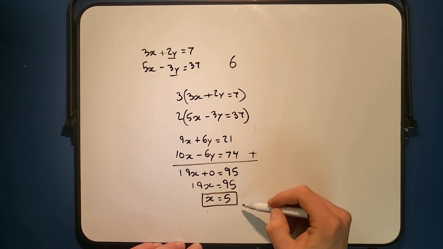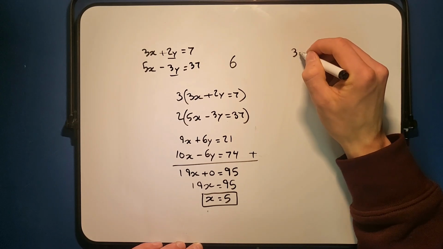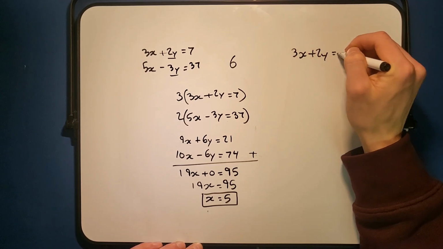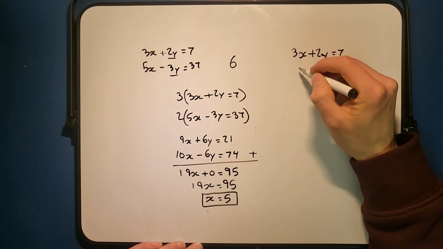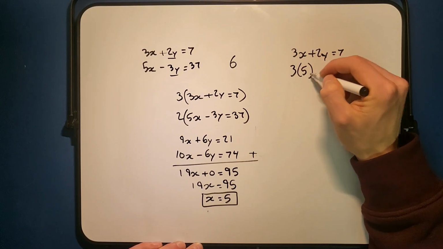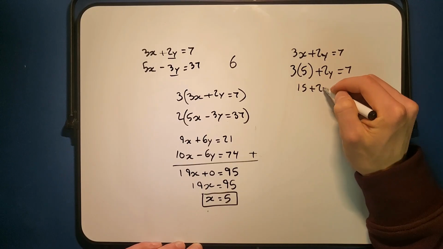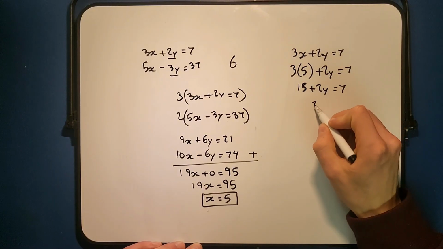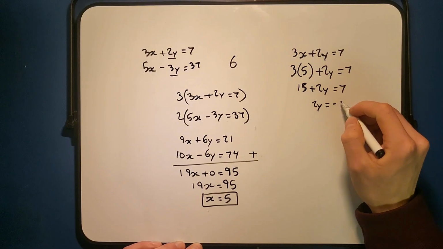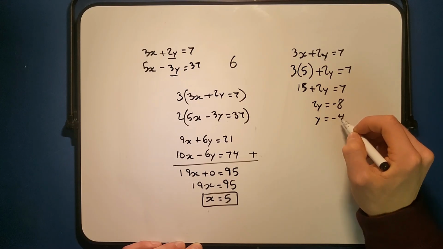Now, once we have this x value, we can just sub that into one of our equations here. So let's sub it into our first one. So we get 3x plus 2y is equal to 7. Then we sub in our 5 here, so 3 times by 5 plus 2y is equal to 7. That gets us 15 plus 2y is equal to 7. And then that gives us 2y is equal to minus 8. And then y, so we do minus 8 divided by 2 is equal to minus 4.